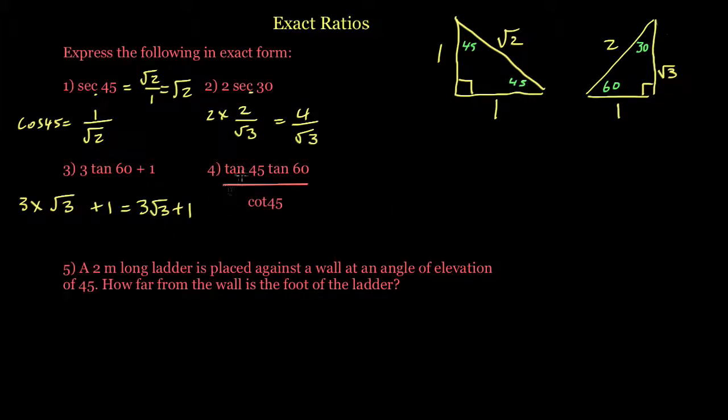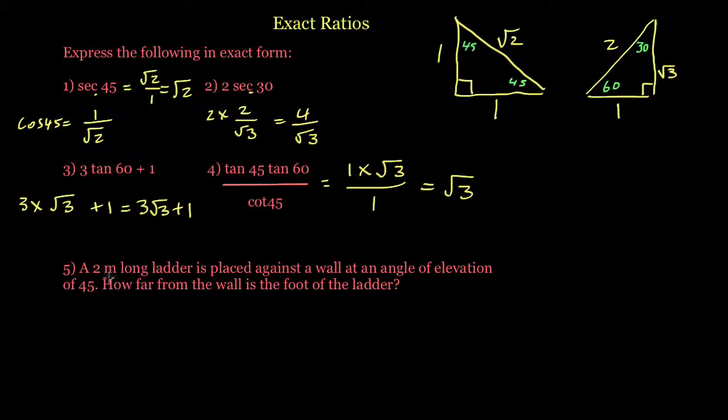For question 4, we have tan 45 times tan 60 divided by cot 45. Well, tan 45, if we look at 45 degrees here, the opposite over the adjacent is 1 on 1, so it's just 1. So we have 1 times tan 60. Tan 60 is square root of 3 over 1, so it's just the square root of 3. And cot 45, well, cot 45 is the inverse of tan 45. We saw that that was 1, so we're inverting 1. We just get 1 again. So it's 1 times root 3 all over 1. So really our answer is just root 3.